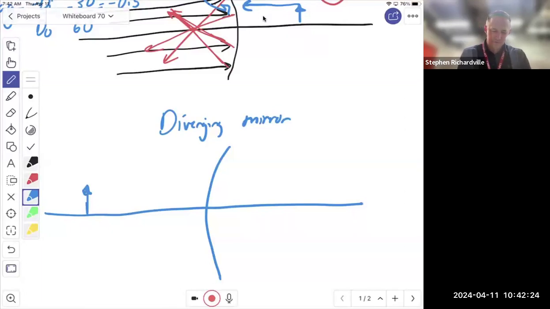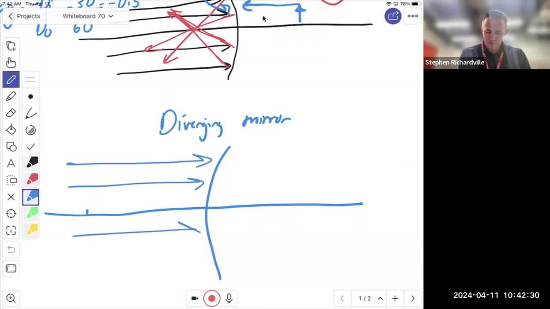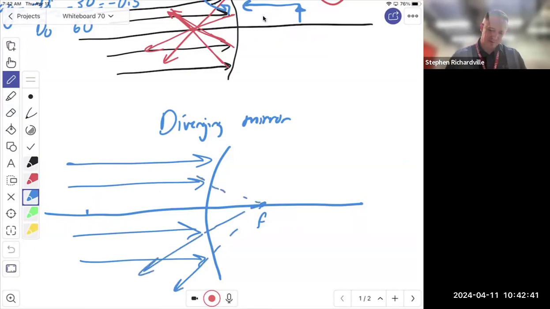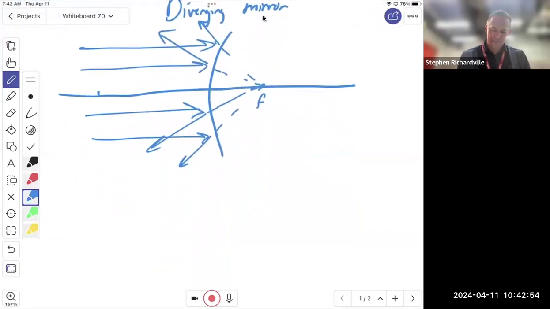And for diverging mirrors, all rays parallel diverge from the focal on the far side. Straight away, straight away. Remember, the light can't pass through the mirror. It's a mirror, right? It's not like a two-way mirror. The light is actually going to move away from that mirror, but it doesn't move away randomly. It moves away from the focal on the far side. So let's do an example here.